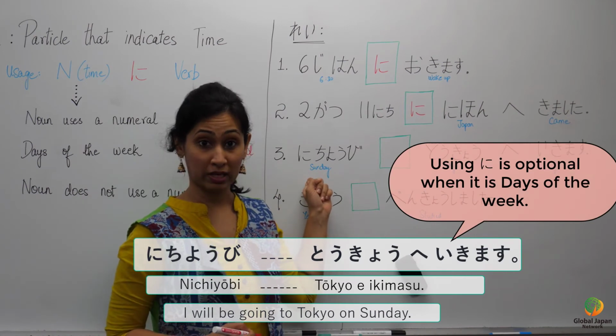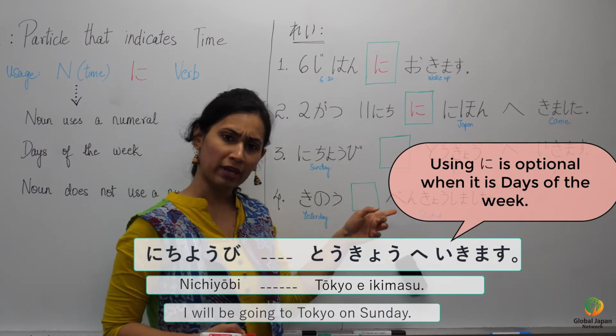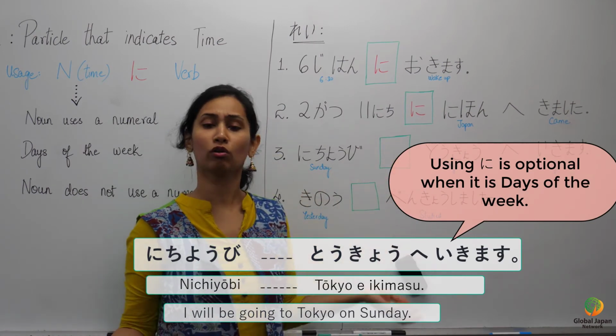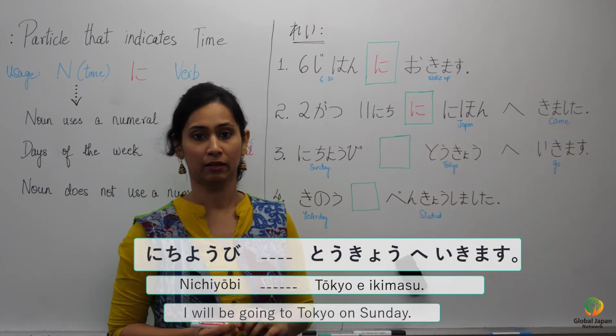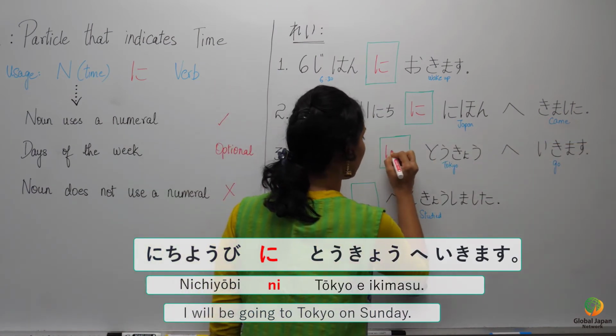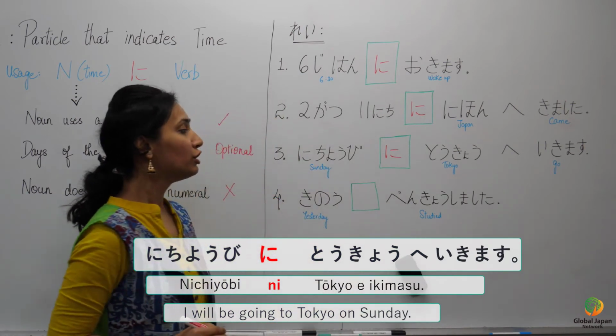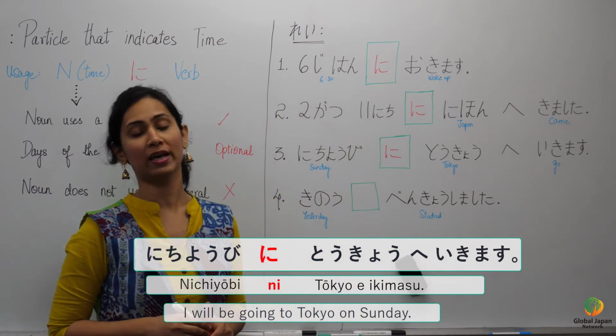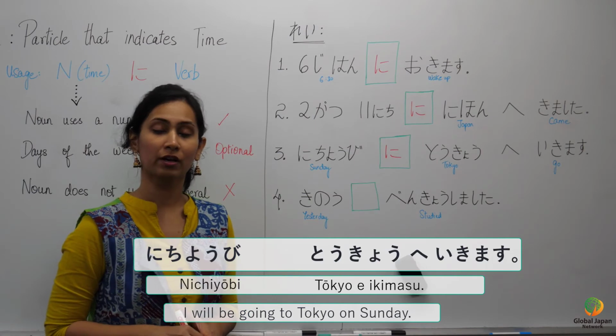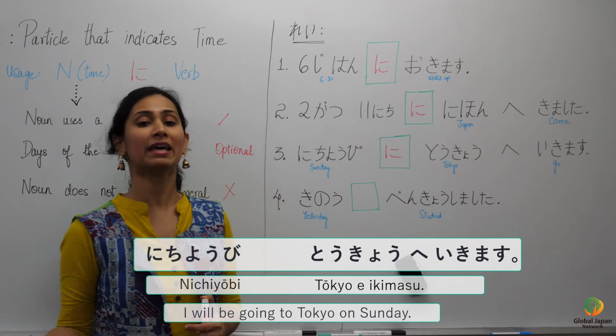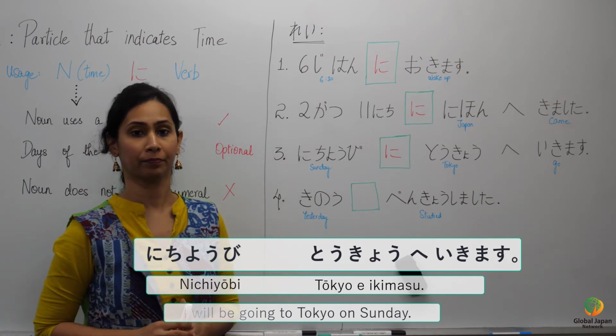It's days of the week. It's okay to write ni, or you can also frame the sentence without ni. I would write ni particle and read the sentence first. Nichiyobi ni Tokyo e ikimasu. Or Nichiyobi Tokyo e ikimasu is also okay.